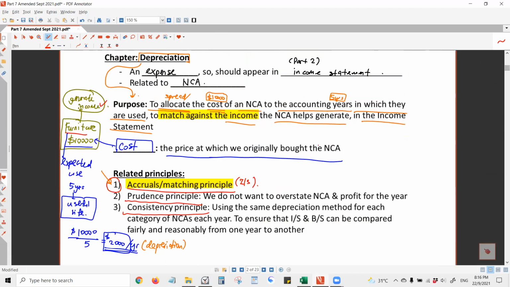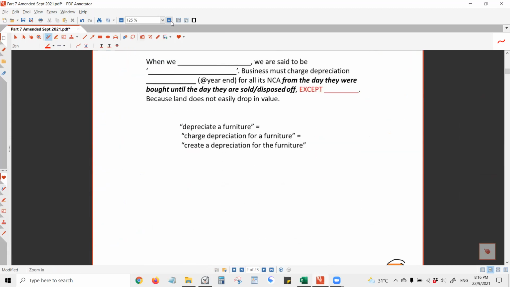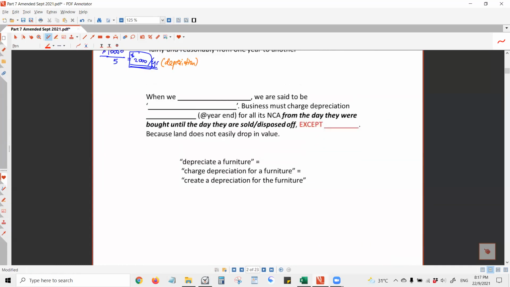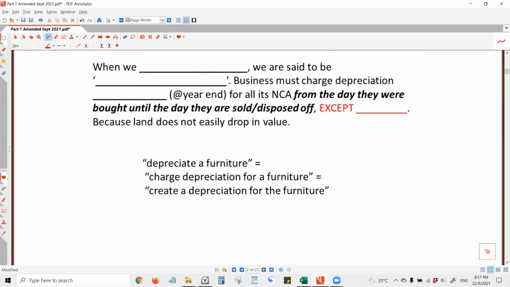Okay, just a bit of introduction about depreciation. Now, on the same page, 107. Just now we talked about why we calculate depreciation, right? It is to match the expense against the income to comply with the accruals principle. Now let's talk about when. When do you have to calculate depreciation?